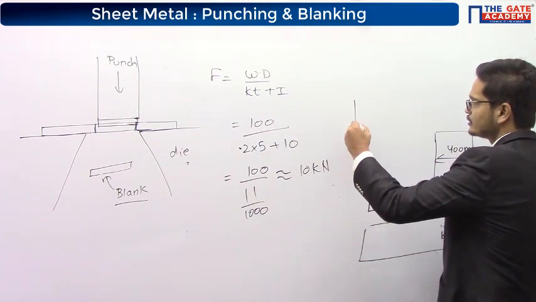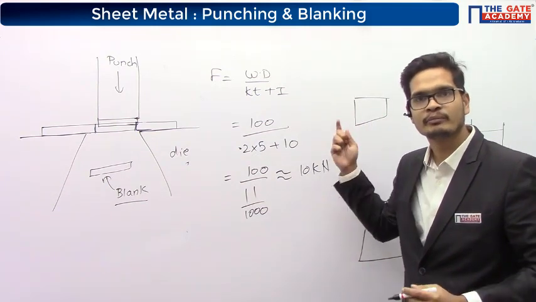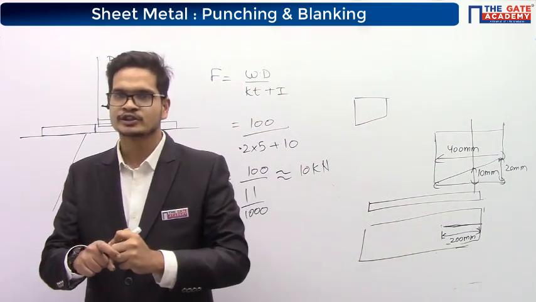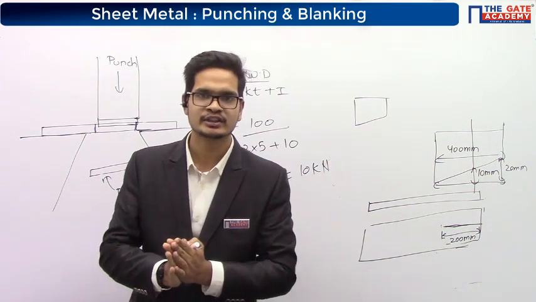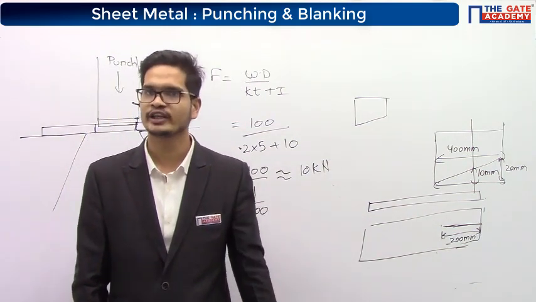Providing shear is also making the punch or the die more and more conical, right? So in a way, it is also reducing the strength. That is why generally we don't go for very high shears.